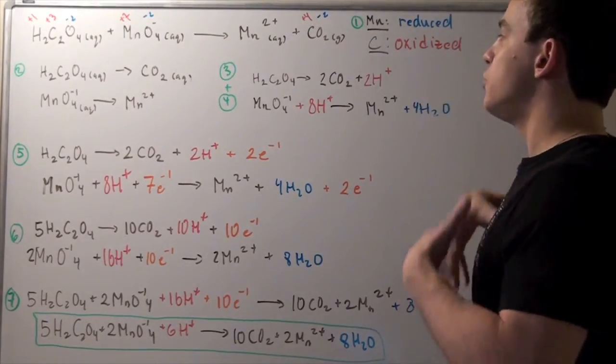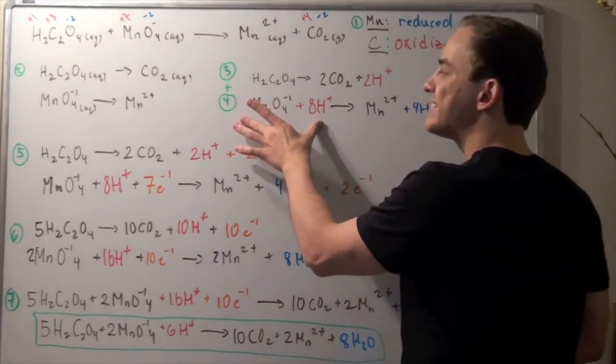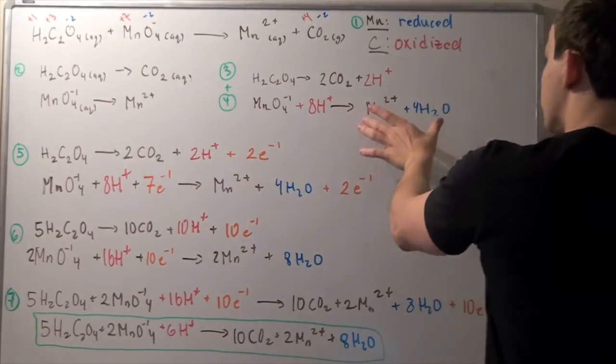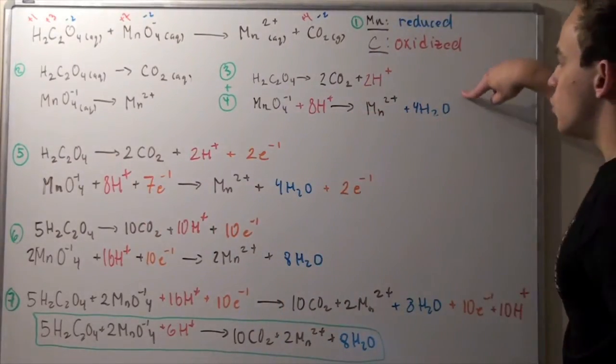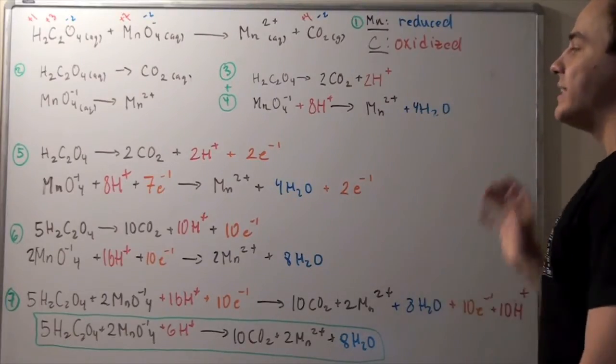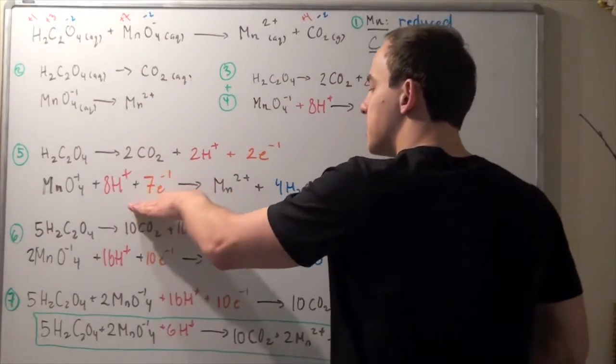So I want to neutralize my charges. That means if I have plus 7 here, I have to add 7 electrons, and that's exactly what I do. Now on this side, to neutralize this charge, I have to add 2 electrons. That's exactly what I do. I add 2 electrons. But now notice that I have 2 electrons here and 7 electrons here.